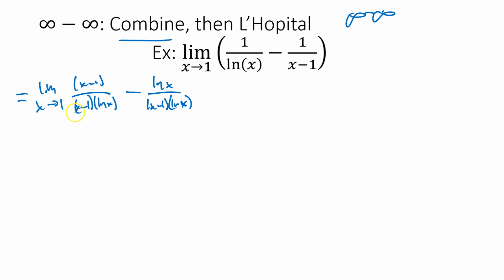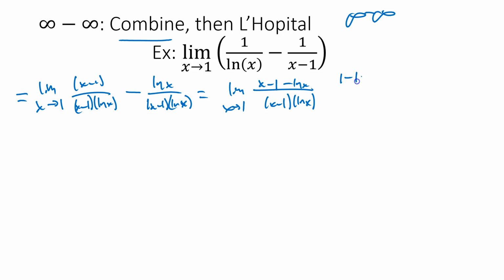So now we have a common denominator that's x minus 1 ln x. We can rewrite this as the limit as x approaches 1 of x minus 1 minus ln x divided by x minus 1 times ln x. Now let's plug in 1 and see what happens.